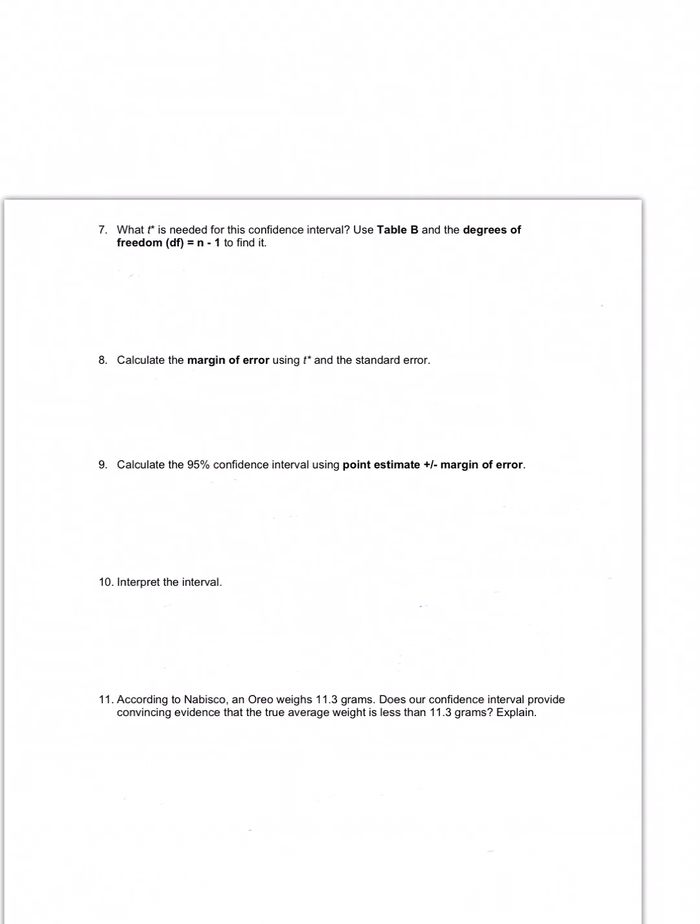Now, what T star is needed for a confidence interval? We're not going to use table B. We're going to use your calculator like we've done before. But in your calculator, you're not going to use inverse norm. You're going to use inverse T. And when you do, it's going to ask you two things. What's the area and what's the degrees of freedom?